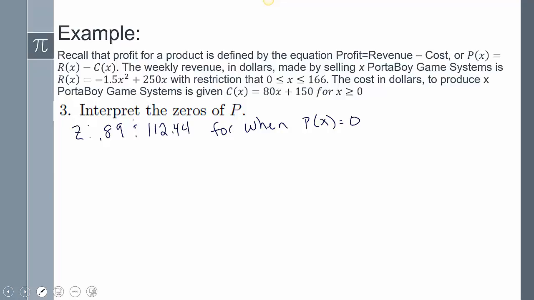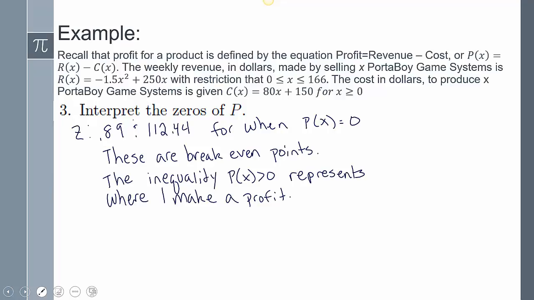And so that just means that those are going to be the break-even points. So if I use this value or this value, it's where my profit is going to be 0. And if I want to think of things in terms of what region would I get profit, the inequality P of x greater than 0 is going to represent where you make a profit.